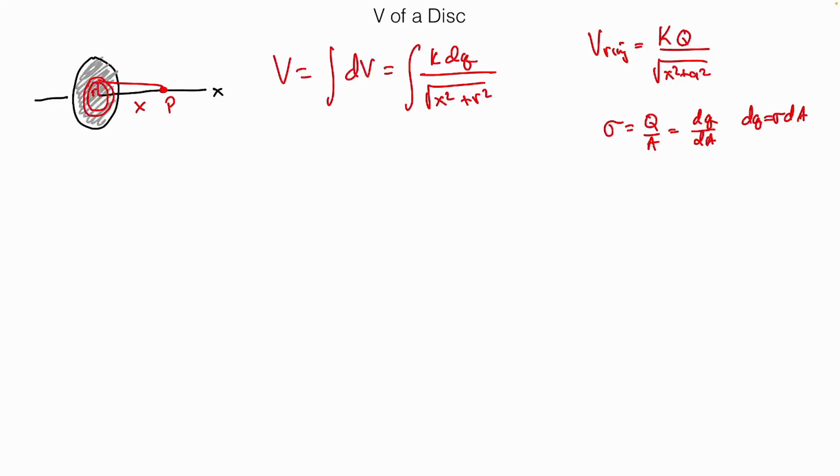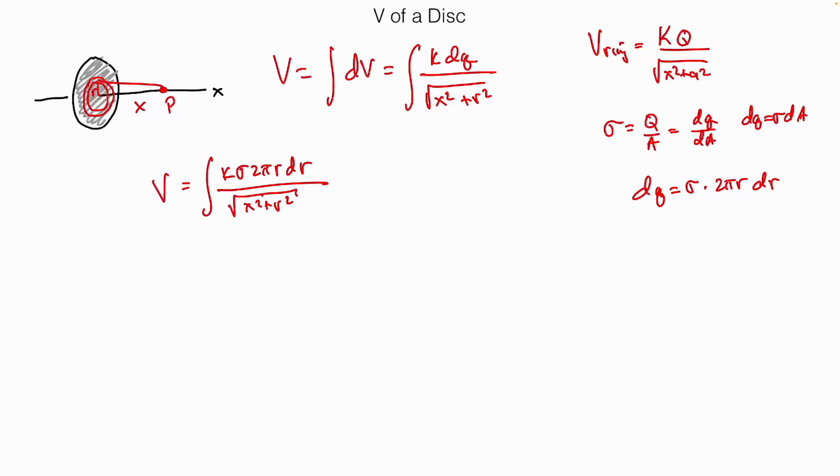So again, it's a ring that we bump outwards in the r direction. So how do I find that area? dq is going to be sigma times 2 pi r, which is the circumference of a circle, and then how do I get an area? dr. All right, put it all together. Try to do an integral. k and then sigma 2 pi r dr all over square root of x squared plus r squared.